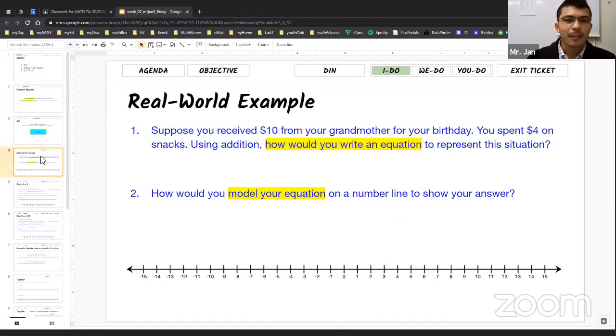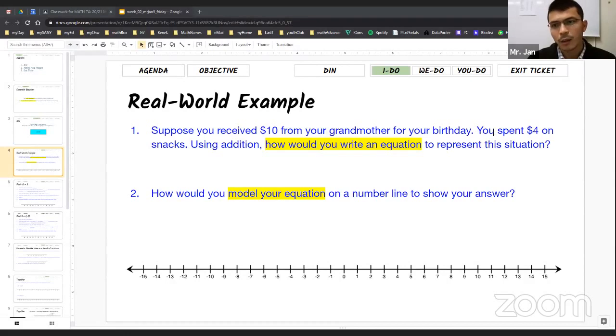And let's start the lesson with this real world example. So let me grab my text box, okay? Suppose you receive $10 from your grandmother for your birthday, and you spent $4 on snacks. Using addition, how would you write an equation to represent the situation?